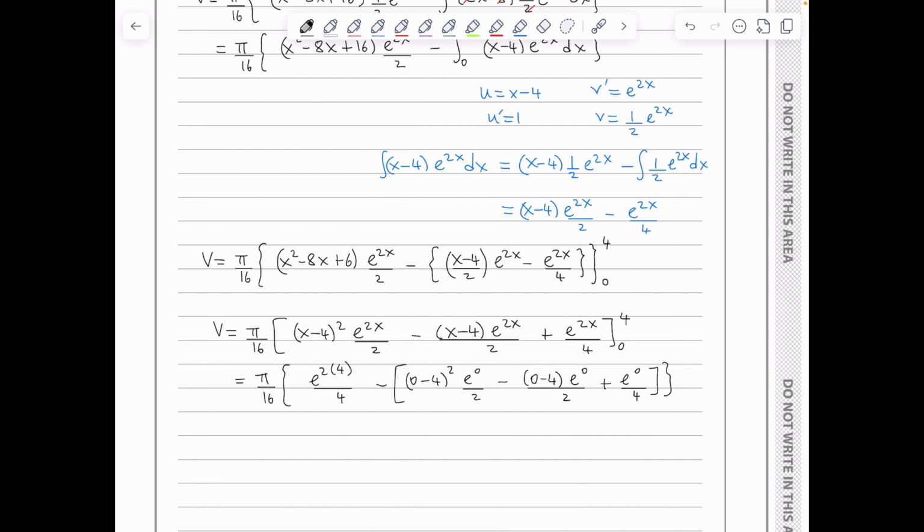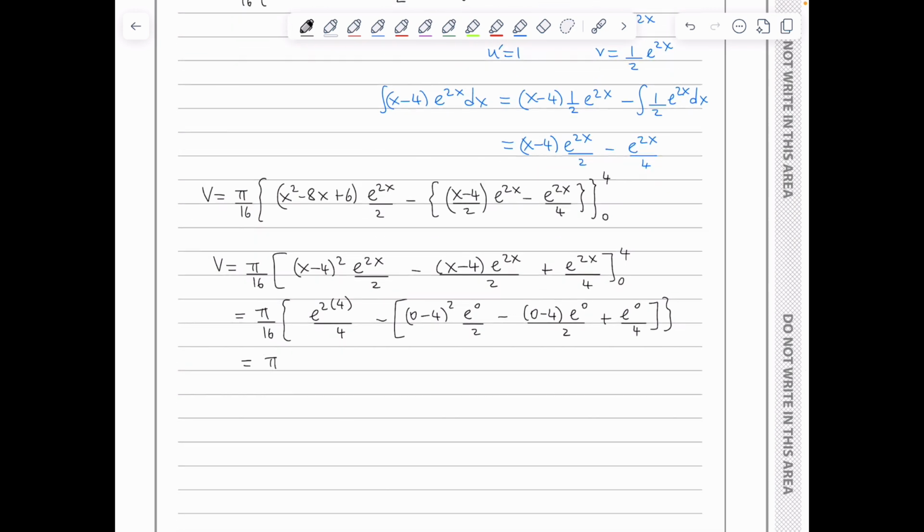Let's proceed into simplifying things. We are looking at pi over 16, and we've got e to the 8 over 4 minus, in brackets here, 8 plus 2 plus 1 over 4, and we close the brackets. So we've got pi over 16, and within the bracket I've got e to the 8 over 4 minus 41 over 4, which means I can take the over 4 as a common factor out, leading to pi over 64, and within the bracket we've got e to the 8 minus 41.